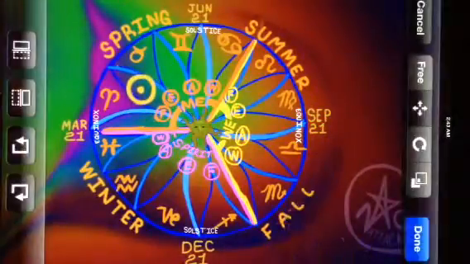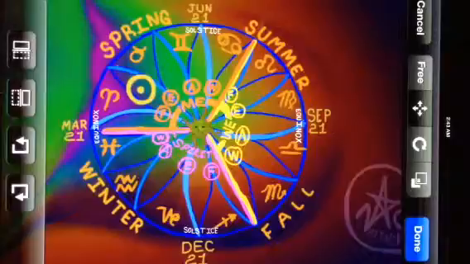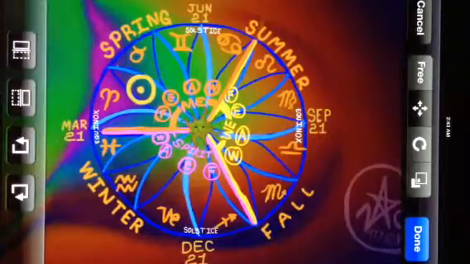So that's the Zodiac, and we're going to go into the next video. We'll give a little more characteristics of each different angle of light.